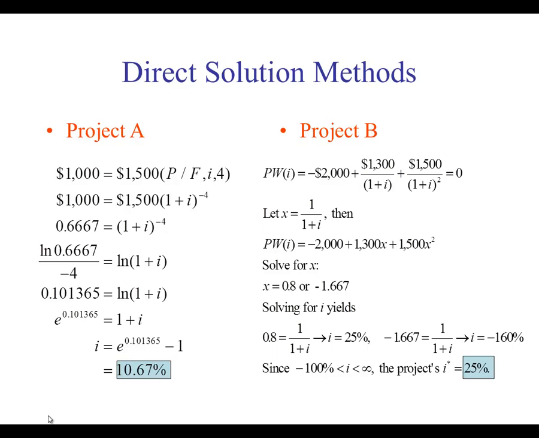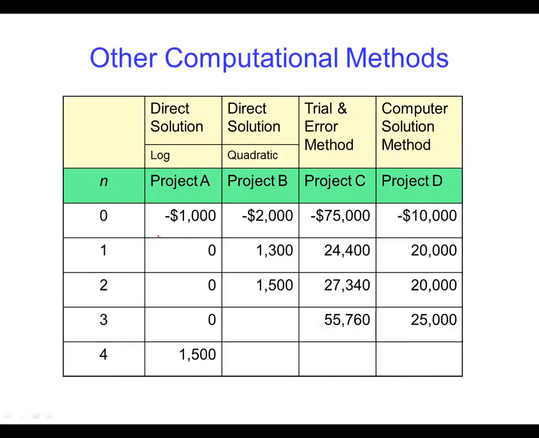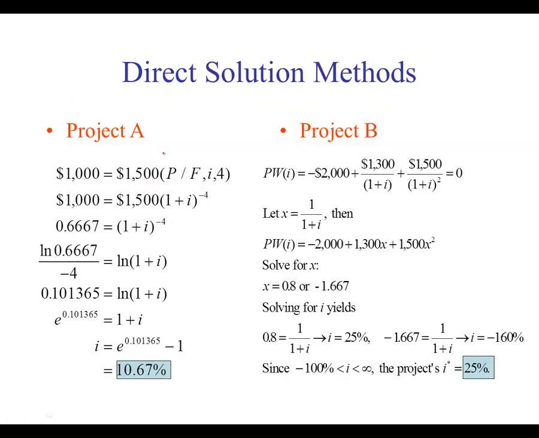We have two projects, project A and project B, and we have the cash flow for each one of them. So we will use direct solution as we stated before. We have either the logarithmic approach or the quadratic approach under direct solution. That's why I will use a different direct solution for each project. So for project A, we will use the logarithmic approach, and then in project B we will use the quadratic.